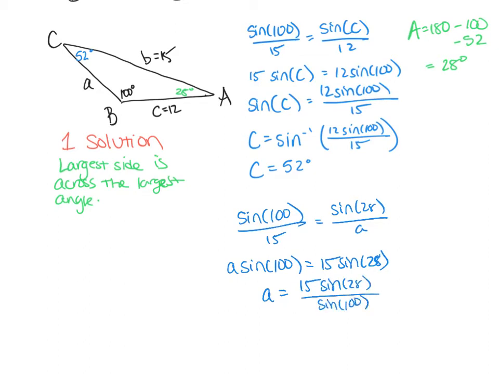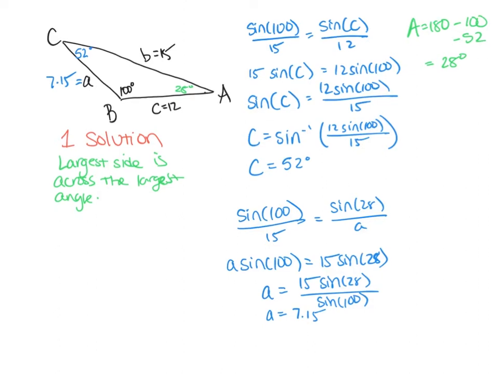Now that I have the variable by itself, I can plug everything into my calculator at once. We'll get that side length A is 7.15. So remember, when we're solving for side lengths, please round to the second decimal place. Since we figured out it was a one solution, we would just solve like normal, just like we would for our angle side angle or our angle angle side. So these are two of the scenarios that we can deal with when we are talking about our ambiguous case. But there is one other scenario that can happen.